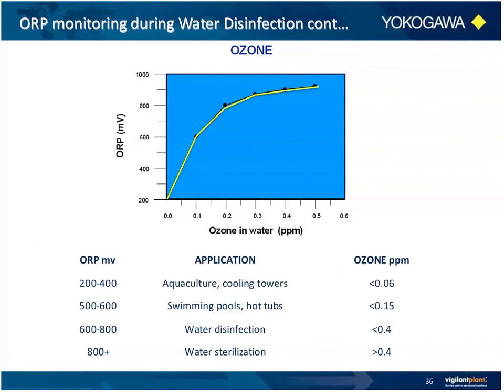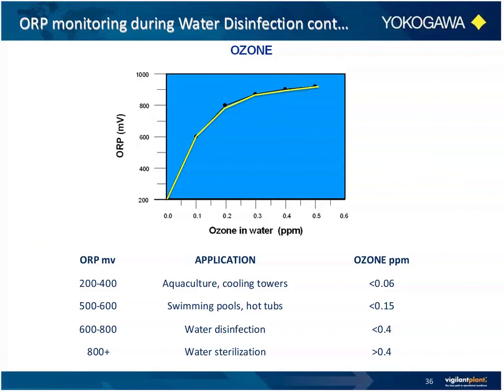Here, the graph shows that the relationship between ozone concentrations and ORP values is not linear. However, ORP can be used to give an indication of the buildup of residual ozone and the antimicrobial oxidative status of the water. The chart at the bottom shows some collected ORP and ozone values for various water applications.